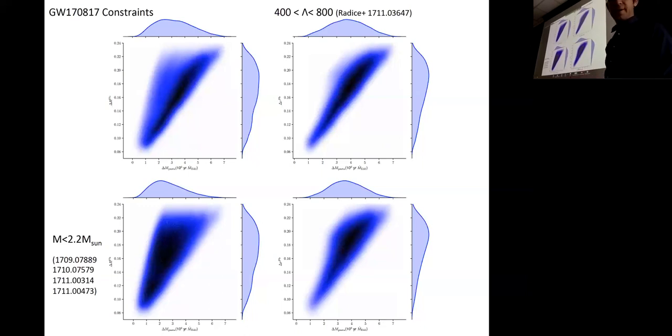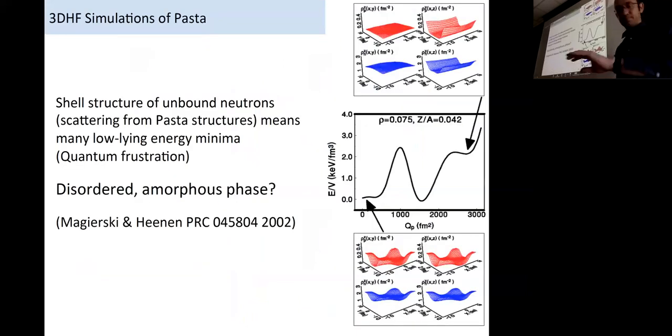Okay, then let me very briefly talk about what pasta might be like. When you perform quantum simulations, what you find is that shell effects, both nuclear shell effects, or shell effects in the pasta, and of the unbound neutrons scattering off the pasta, result in a large number of low-lying minima in the energy surface of the pasta. This was noted in the first 3D quantum calculations by Maruyama and Hinson back in 2002.